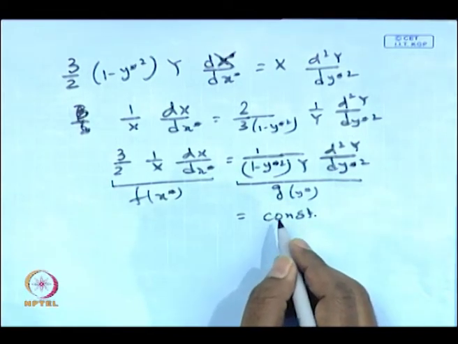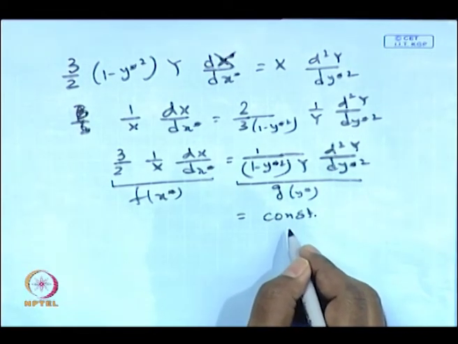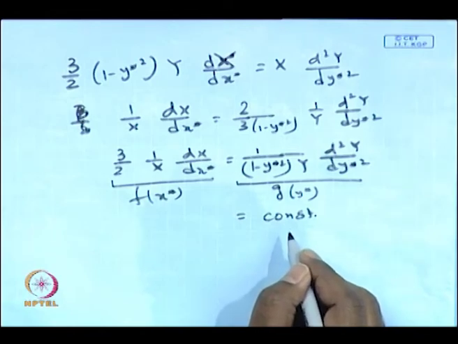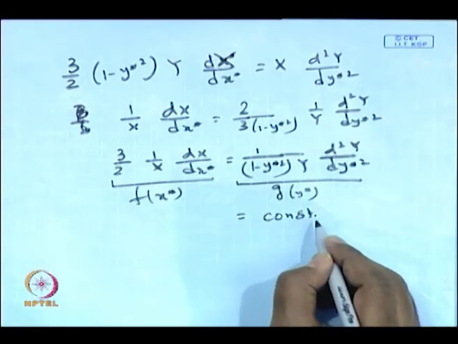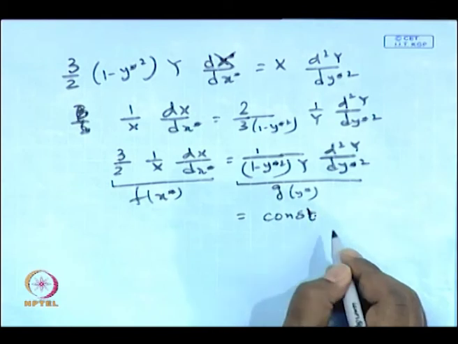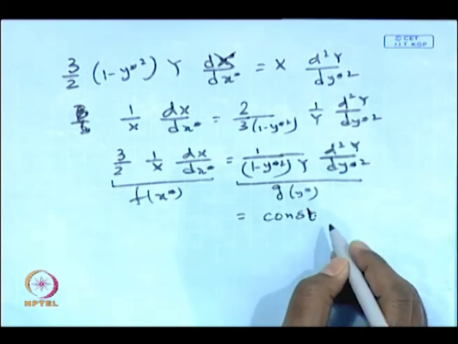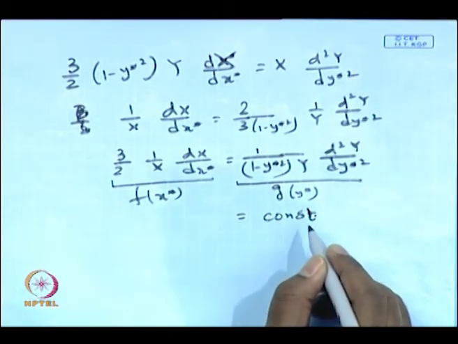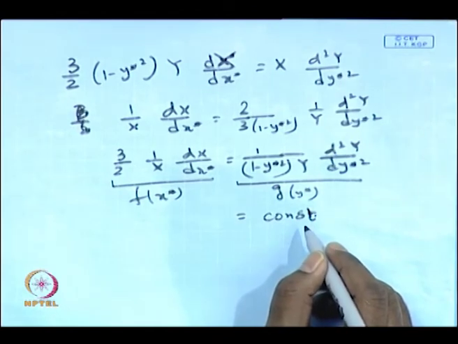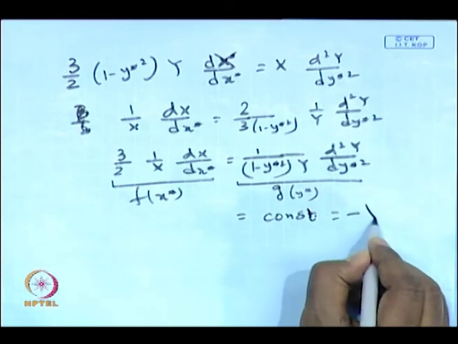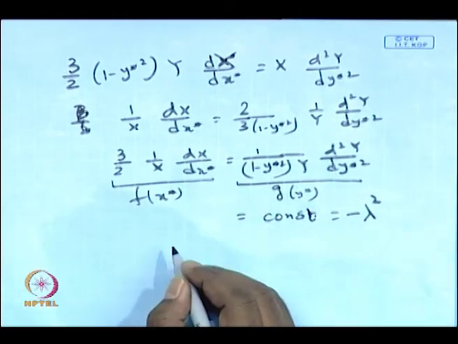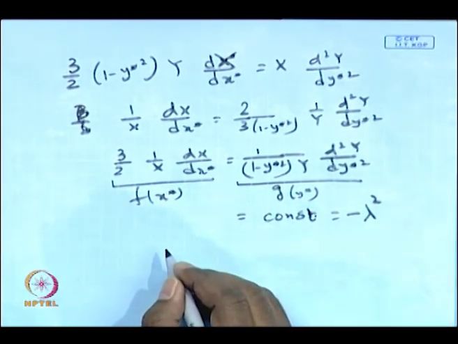Now, this constant can be positive, can be negative, or can be 0. Now, those who have done the mathematics course in the last semester know that if this constant is 0 or positive, you will get a trivial solution, and you are not looking for that. So this constant has to be a negative constant, let us say minus lambda square, where lambda are called the eigenvalues of this particular problem.